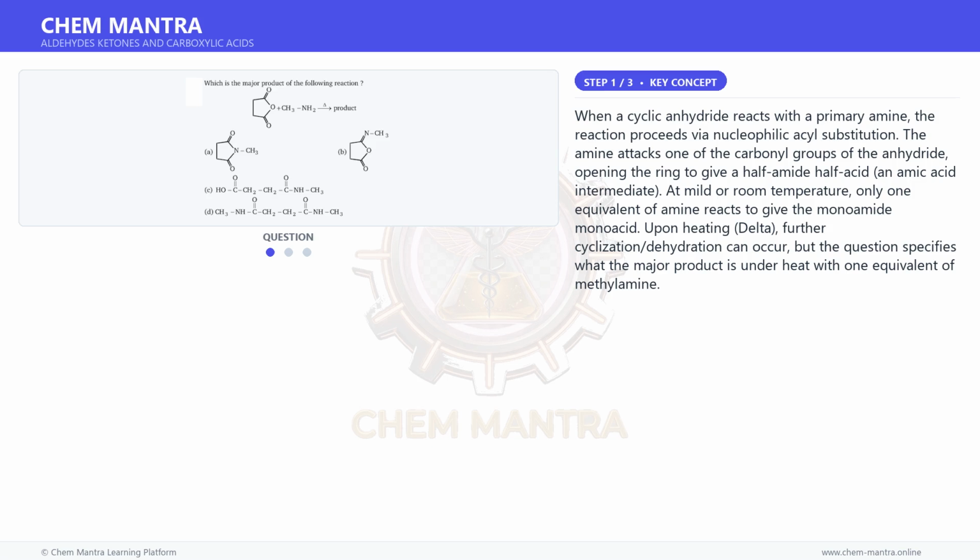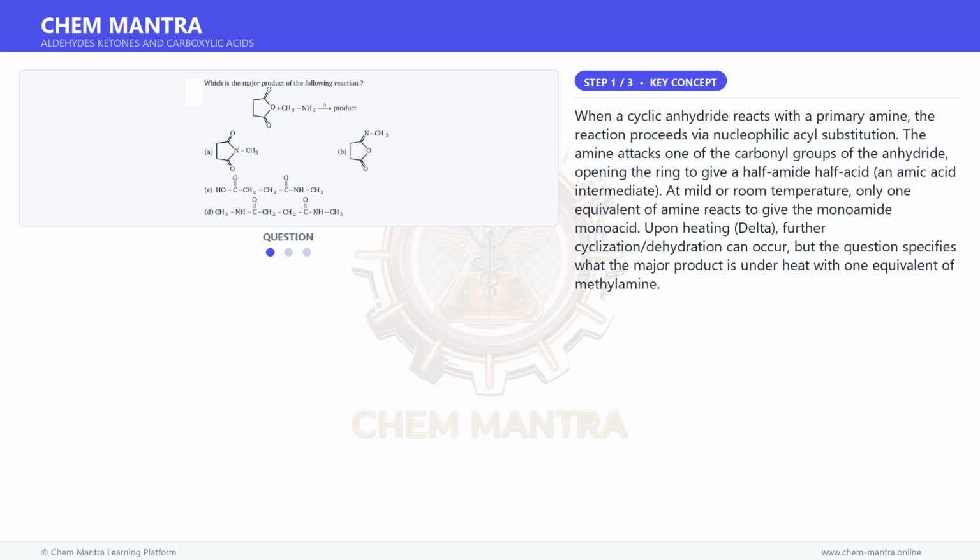When a cyclic anhydride reacts with a primary amine, the reaction proceeds via nucleophilic acyl substitution. The amine attacks one of the carbonyl groups of the anhydride, opening the ring to give a half-amide half-acid, an amic acid intermediate. At mild or room temperature, only one equivalent of amine reacts to give the monoamide monoacid.